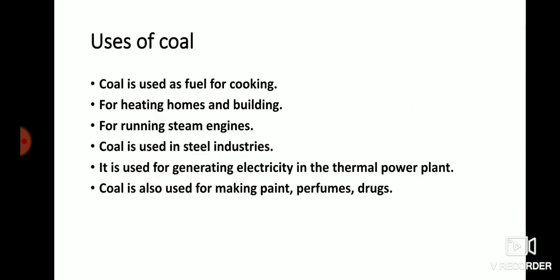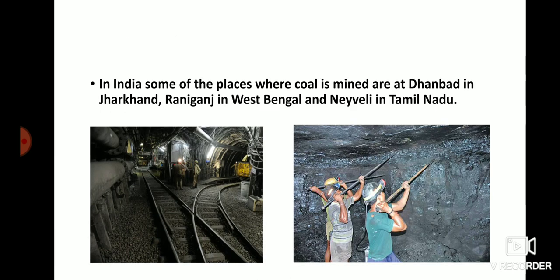Uses of coal. Coal is used as fuel for cooking, for heating homes and buildings, for running steam engines. It is also used in steel industries. It is used for generating electricity in thermal power plants. Coal is also used for making paints, perfumes, drugs, naphthalene. In India, Jharkhand, Raniganj, Neyveli, Dhanbad are some places where coal mines are there.